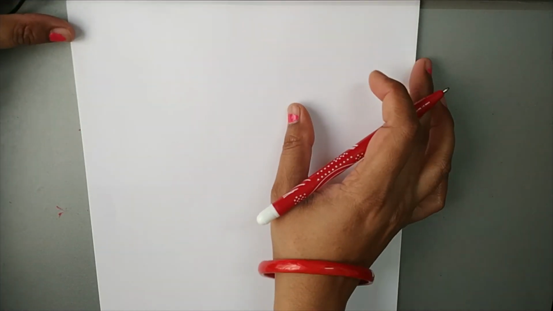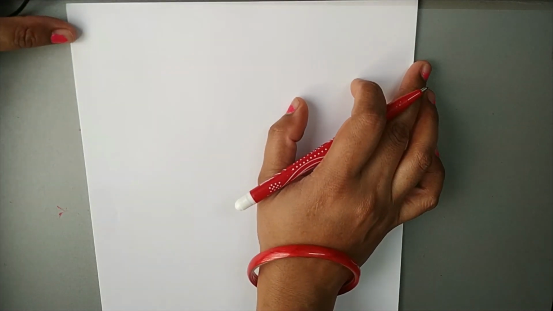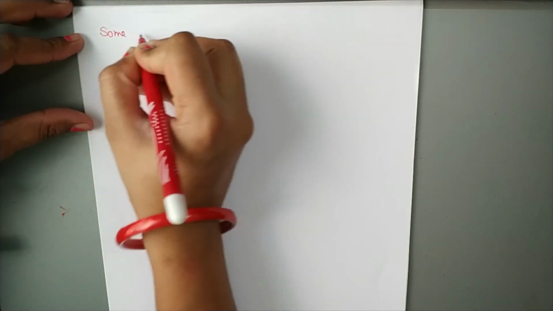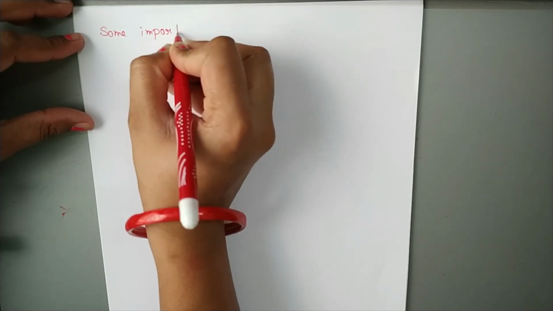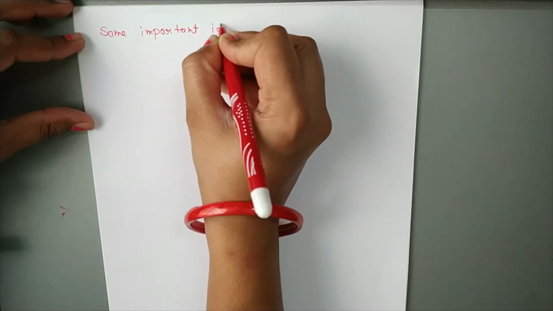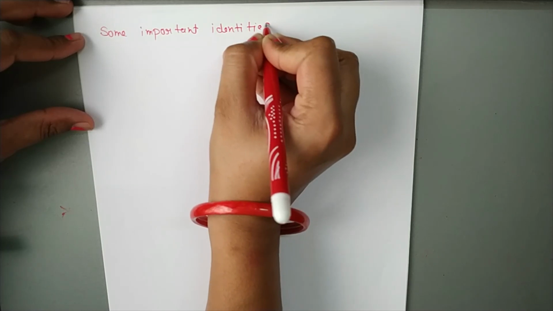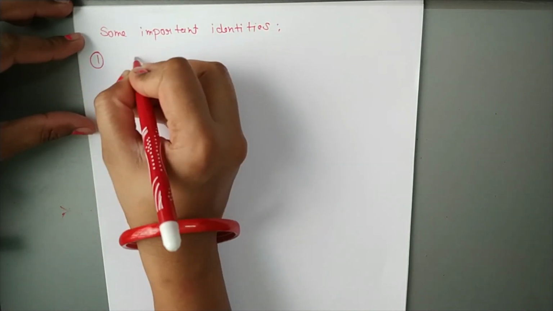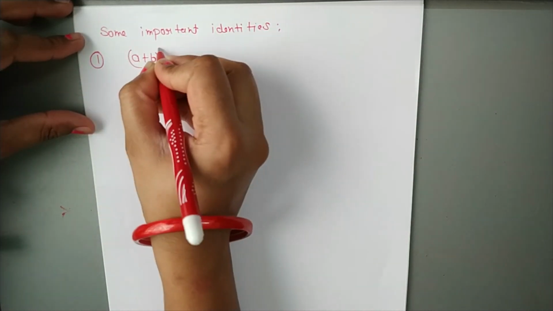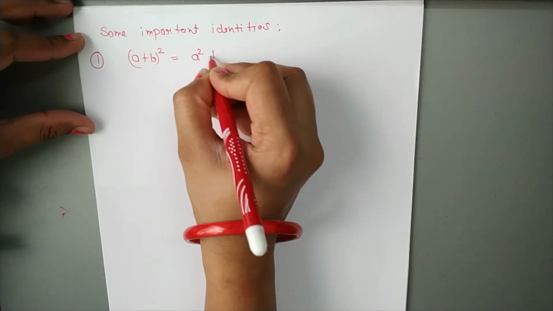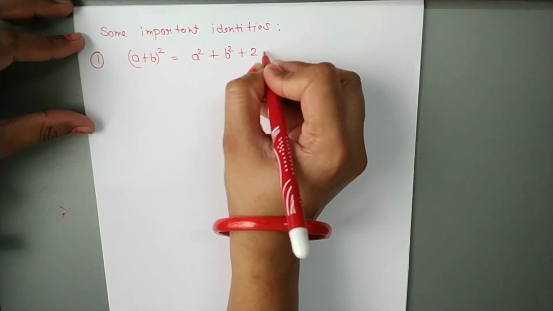In this video, we will discuss exercise 2.5. Okay, so first we have to know about some important identities. The first one is (a + b)^2 = a^2 + b^2 + 2ab.